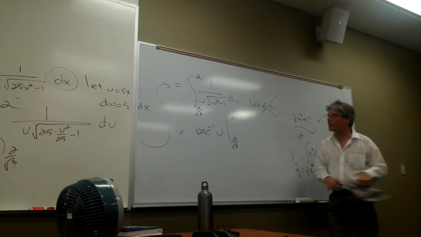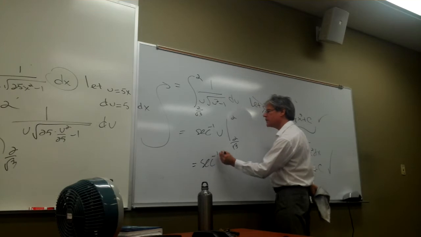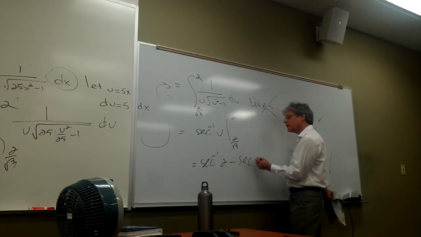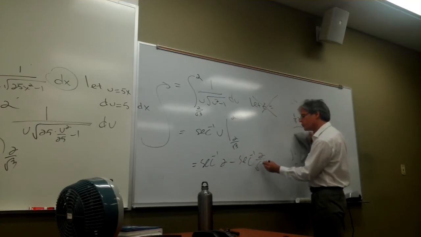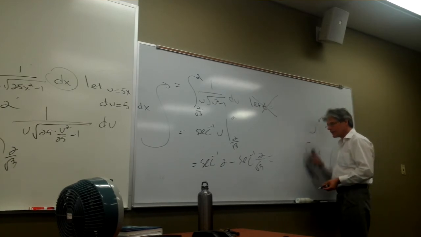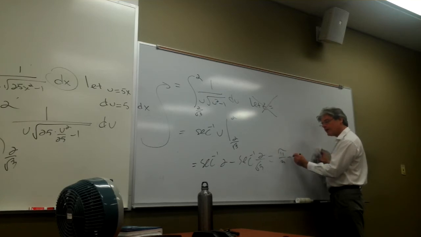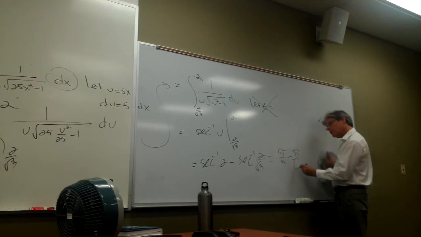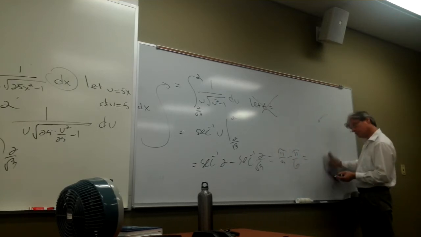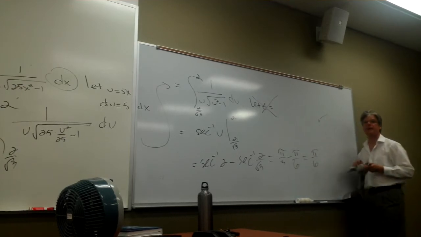Oh, by the way, I still haven't answered the question. I guess that gives me the inverse secant of 2 minus the inverse secant of 2 over root 3, or shall I say, pi over 3 minus pi over 6, or shall we say, pi over 6. I like it.